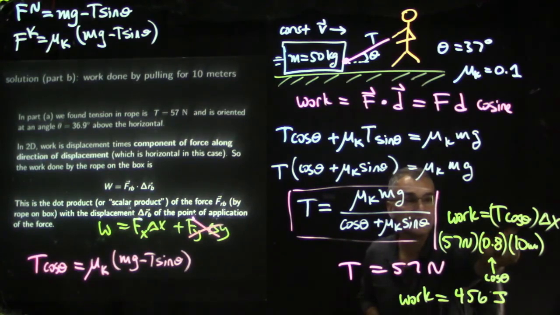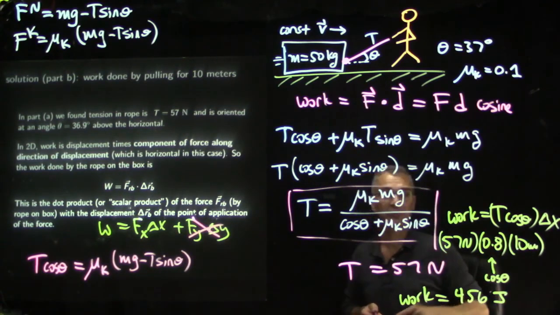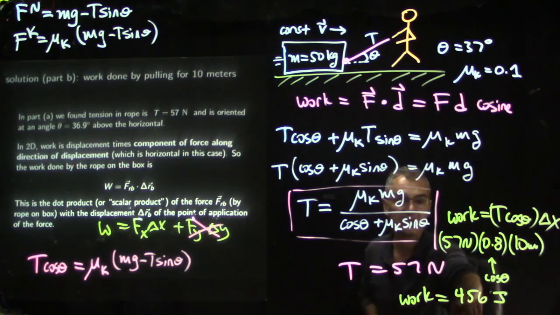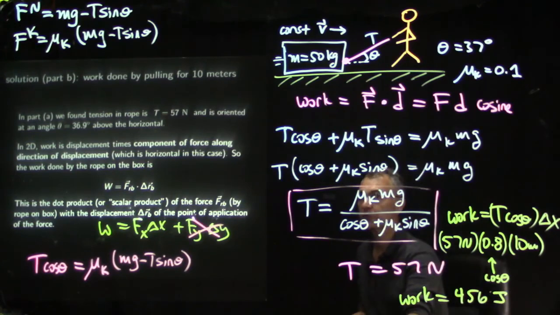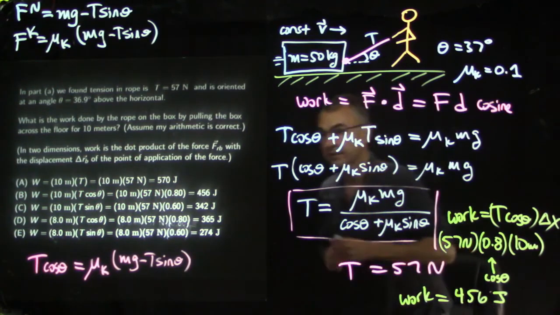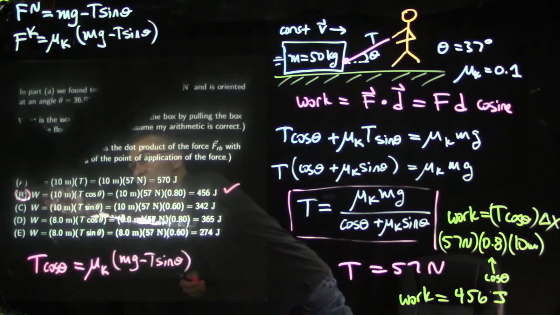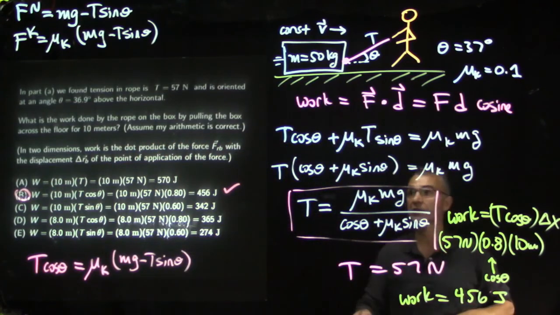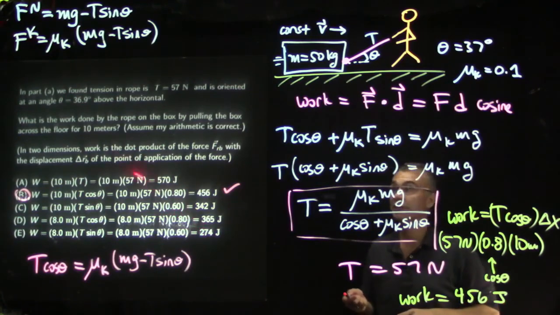We said tension times cosine theta times delta x. Delta x we're given is 10 meters. The tension we solved for is 57 newtons. And then the cosine of 37 degrees turns out to be 4/5, which is 0.8. So I get a work value of 456 joules. So I think I like answer B here: 10 meters times T cosine theta, which is 10 meters times 57 newtons times 0.8. So that is 456 joules. I think I like B. Bravo in this case. So that's pretty tricky, right? This is a pretty tricky problem.